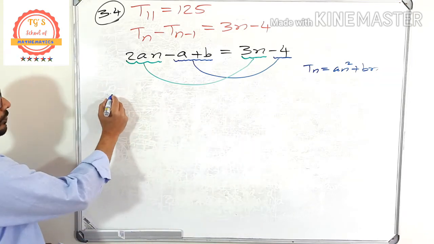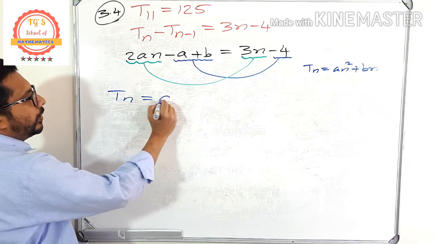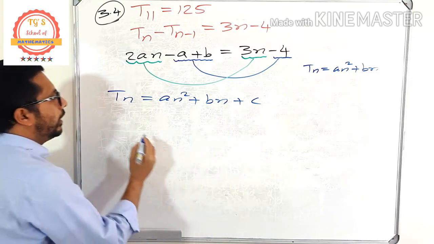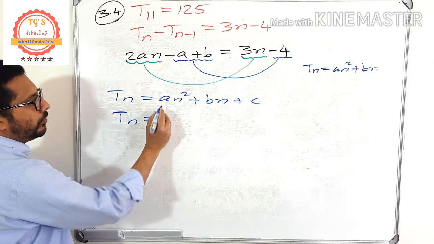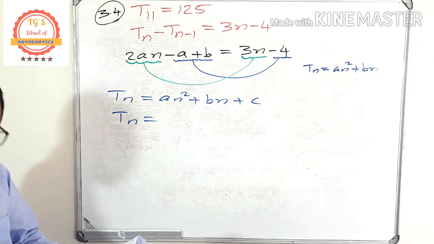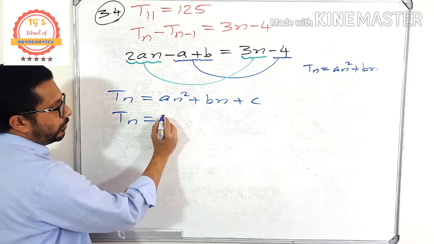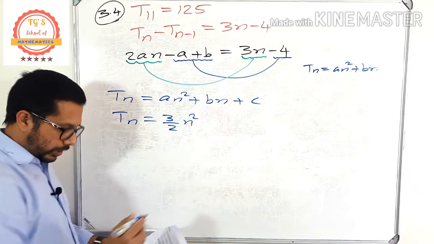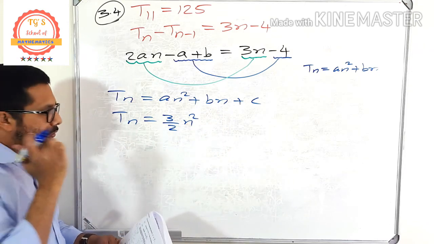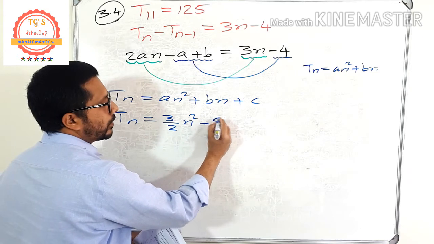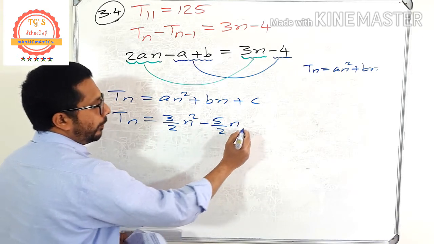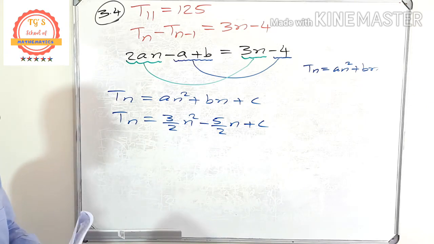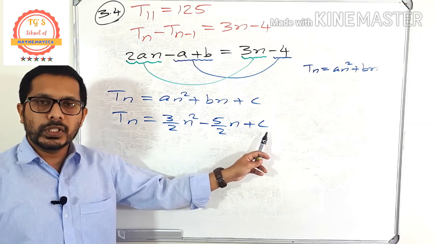So what is our expression for Tn? Tn is equal to an square plus bn plus c. And now we know the value of a. A is 3 over 2. So I'm going to substitute 3 over 2 n square. What is the value of b? We got minus 5 over 2. So substitute here, minus 5 over 2 n plus c. So that is Tn. Now what is our aim? We have to find the value of this c.